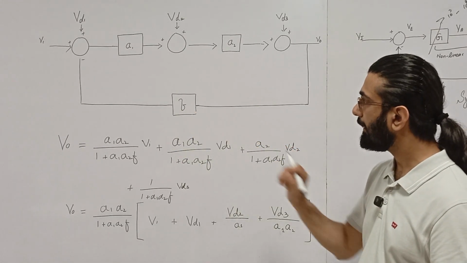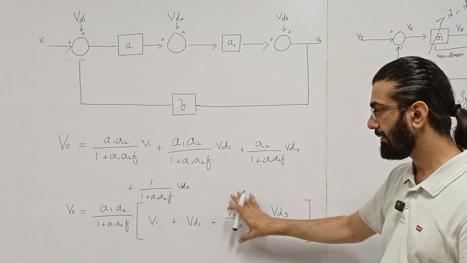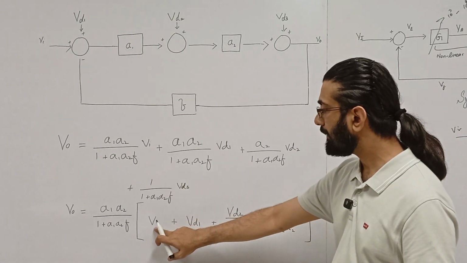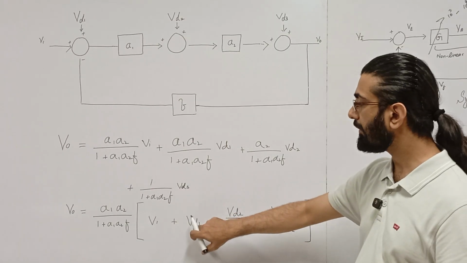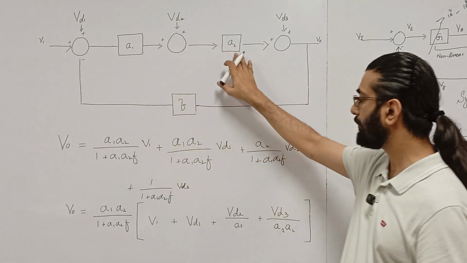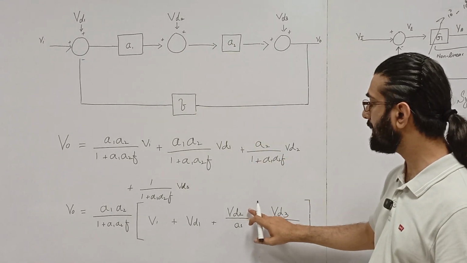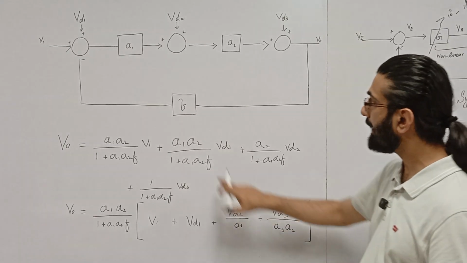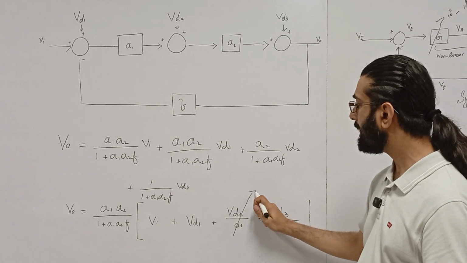So if we can write the input and output relationship, we get an equation like this. In this equation you can see that the input signal and the disturbance D1 appear at the same channel. Because they appear at the same channel, they are not affected by A1 and A2. They cannot be eliminated by these gains A1 and A2. Whereas this disturbance D2 is being divided by A1. So this means that if I increase this gain A1, I can eliminate the effect of D2.